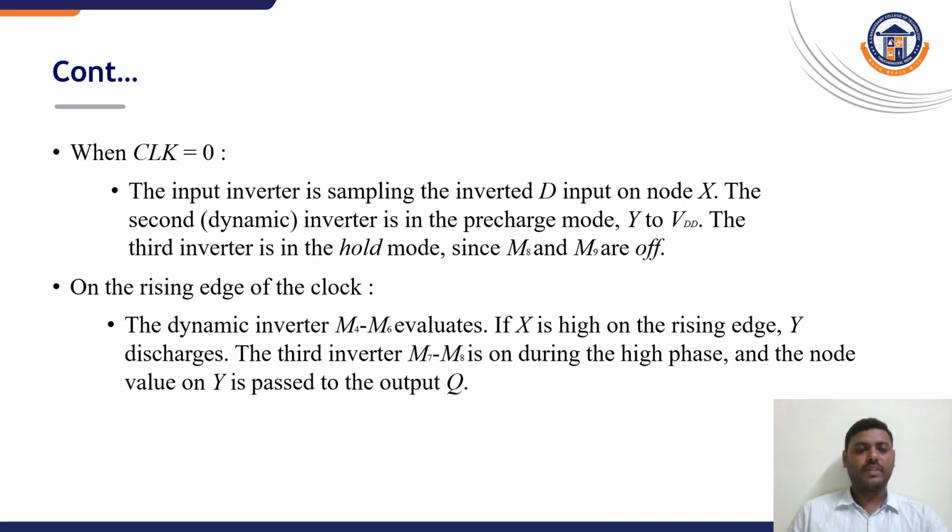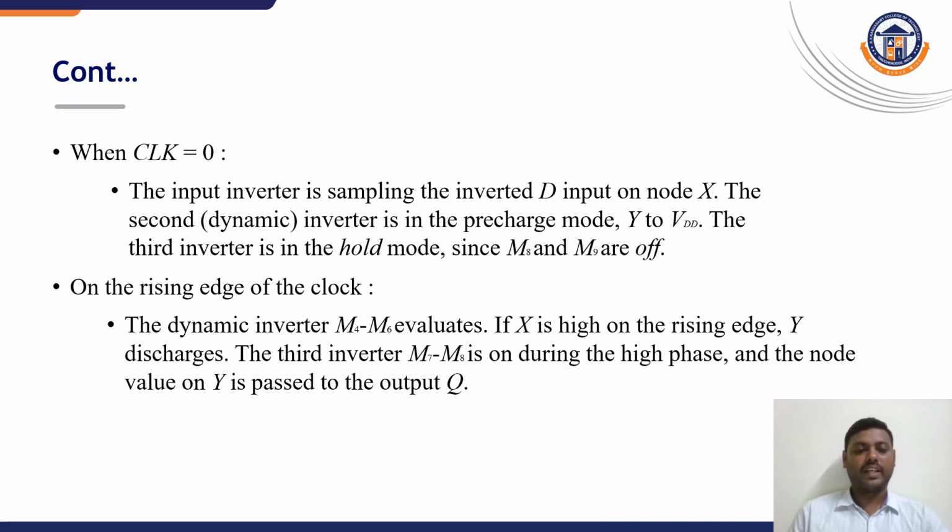Its working is based on this: when the clock is 0, the input inverter is sampling the inverted D input to node X. The second inverter is in the pre-charge mode. As we know, dynamic latches work in two phases, that is pre-charge and evaluate mode. The second inverter goes into the pre-charge mode, that is it will charge to VDD. The third inverter is in hold mode since the M8 and M9 transistors are off.